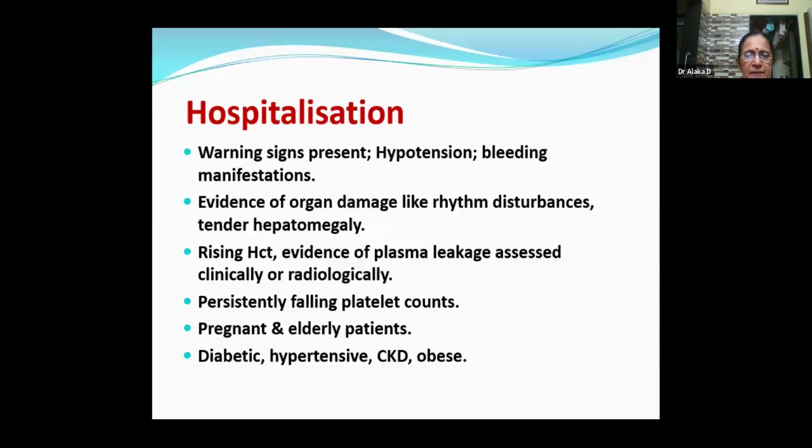And of course, pregnant women and elderly patients should be hospitalized. In addition to this, patients with diabetes and obesity, if they develop dengue, should also be hospitalized because they are already immunocompromised and can develop a severe disease.